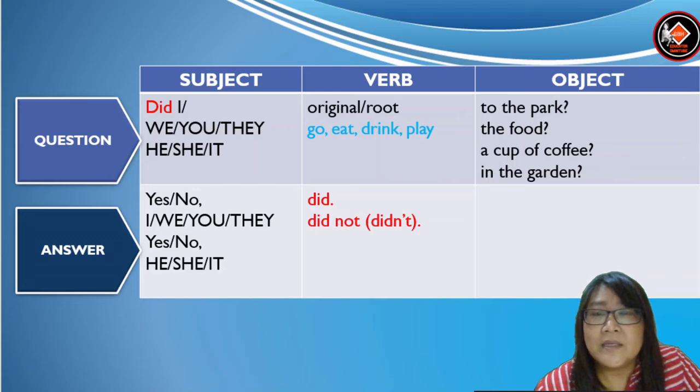And then let's look at the answer. We have yes or no, and then the subject: I, we, you, they. Or you can have the next one, yes or no for he, she, and it. So these are all the subjects. Example, you can say, yes, I did. Yes, she did. Yes, it did. Or you can say, no, we didn't or did not. No, you did not or didn't. No, they didn't. No, she didn't.